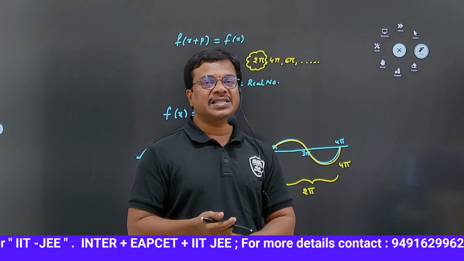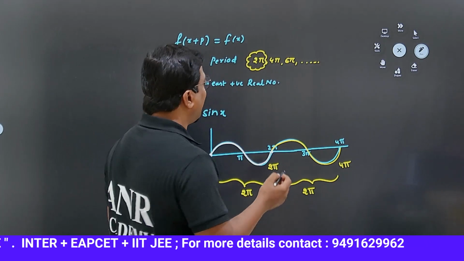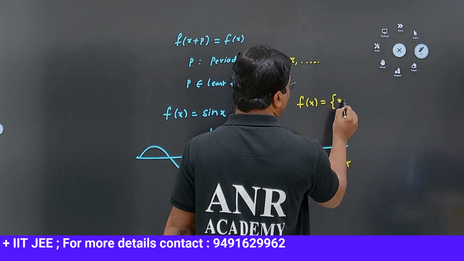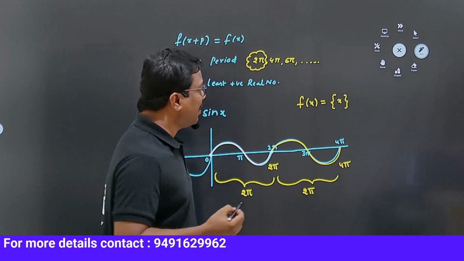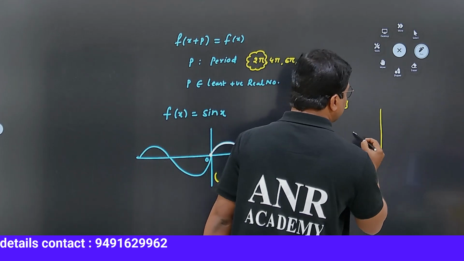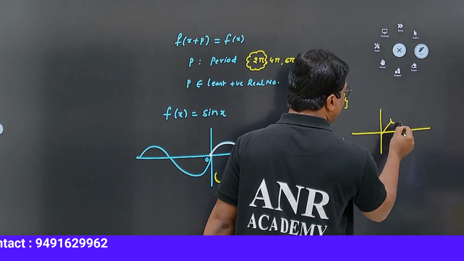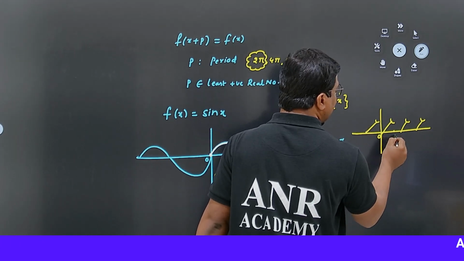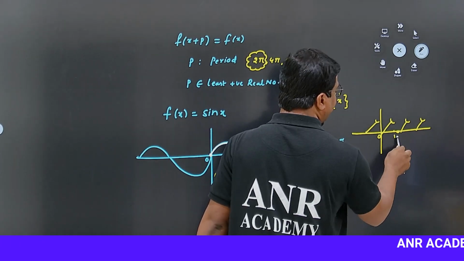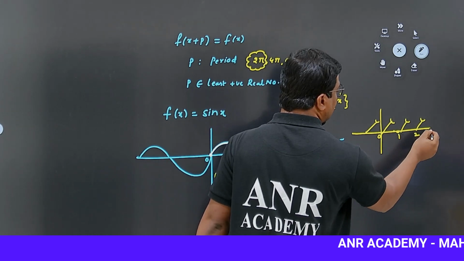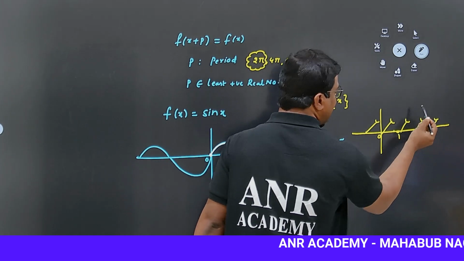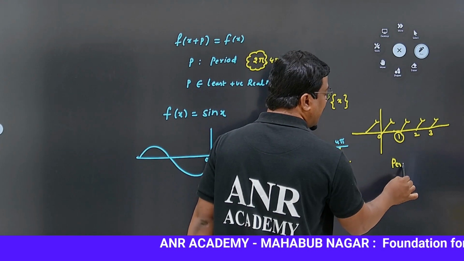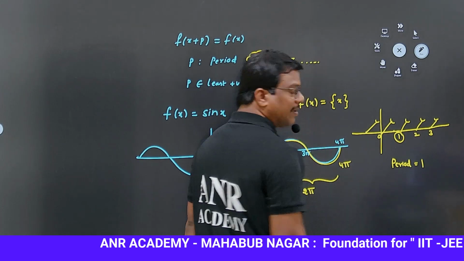And one more special function is there, that is the fractional part function. f of x equal to fractional part of x. You know the graph of the fractional part function. Also it repeats in regular intervals. This is the graph of the fractional part function, and it repeats at 1, 2, the same graph repeats at 3 and so on, but the least positive real number here is 1, so the period of this function is 1.